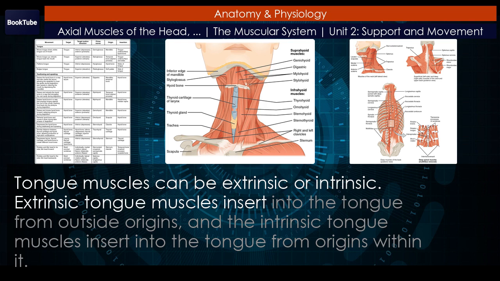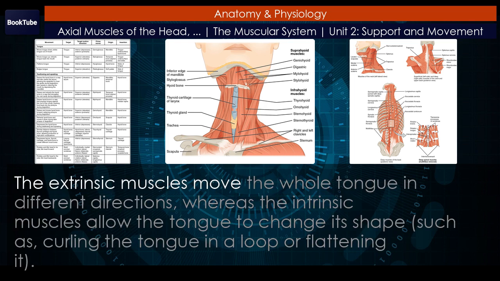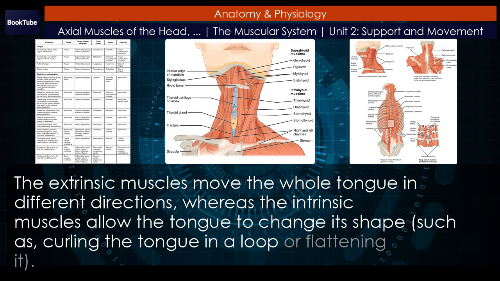Extrinsic tongue muscles insert into the tongue from outside origins, and the intrinsic tongue muscles insert into the tongue from origins within it. The extrinsic muscles move the whole tongue in different directions, whereas the intrinsic muscles allow the tongue to change its shape, such as curling the tongue in a loop or flattening it.